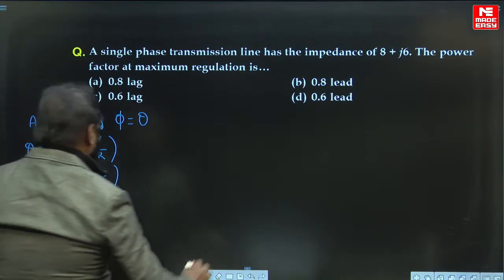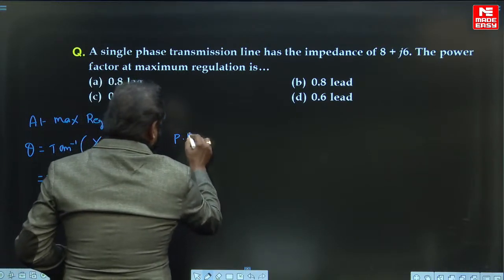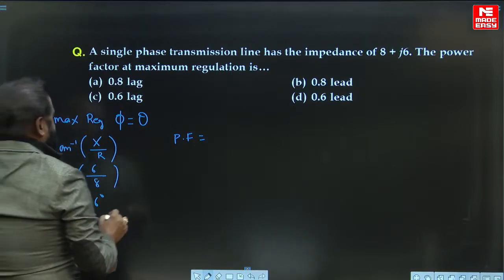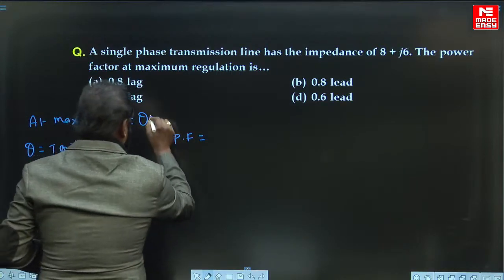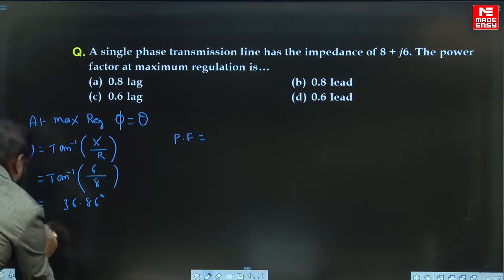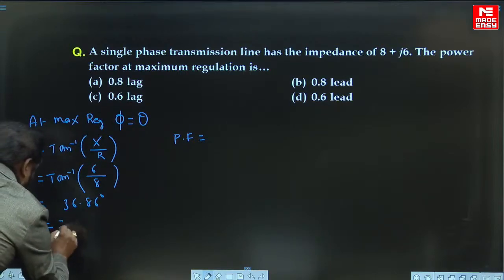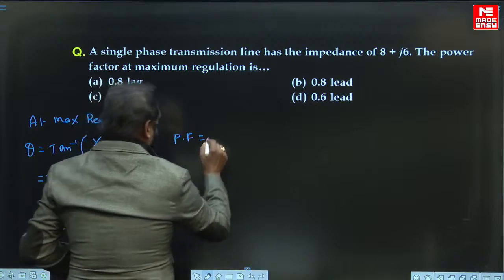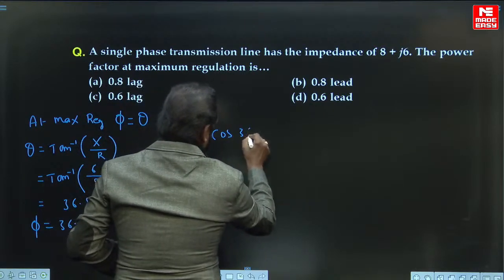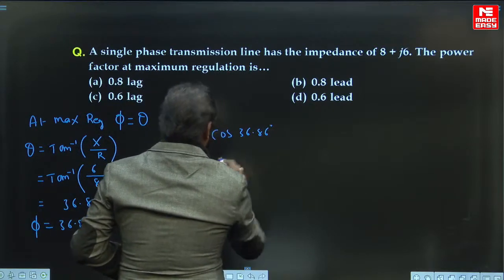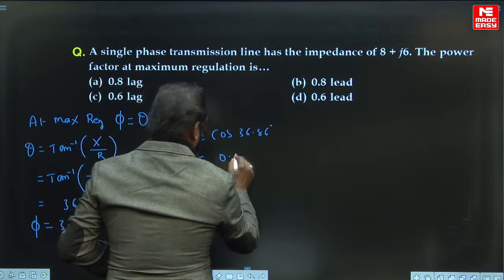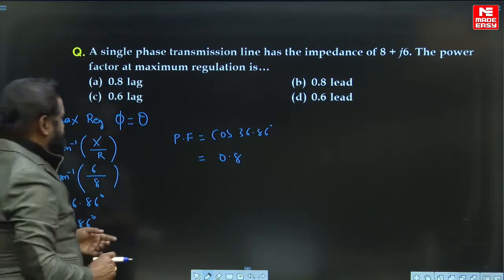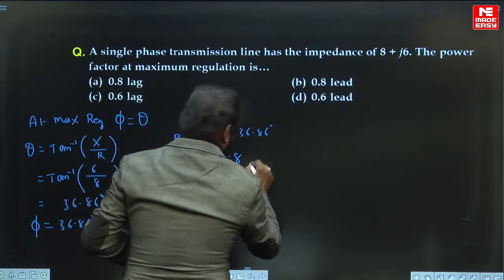Now, the power factor: since phi equals theta, phi is equal to 36.86 degrees. Then the power factor equals cos 36.86 degrees, which equals 0.8. Is it lead or lag? At maximum regulation the power factor will be lagging.